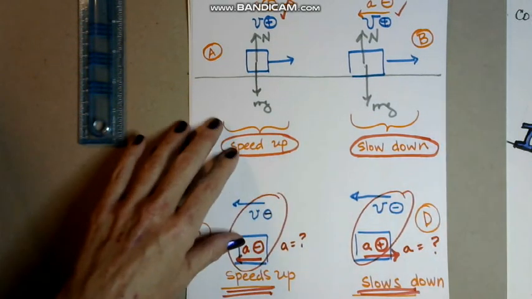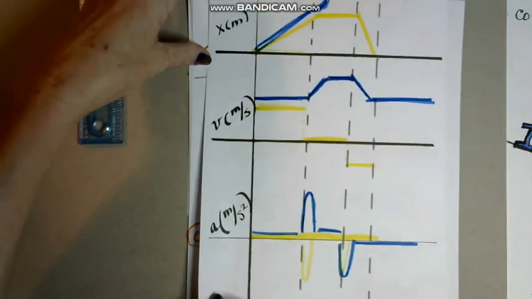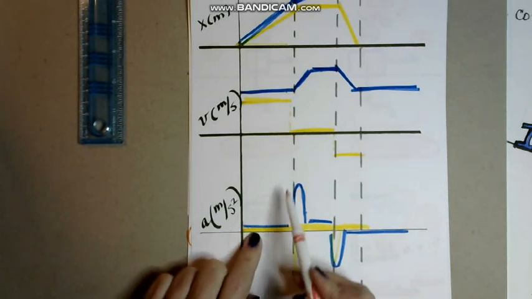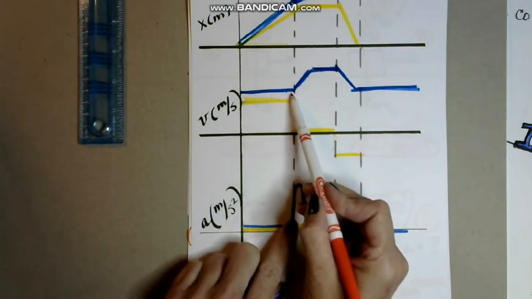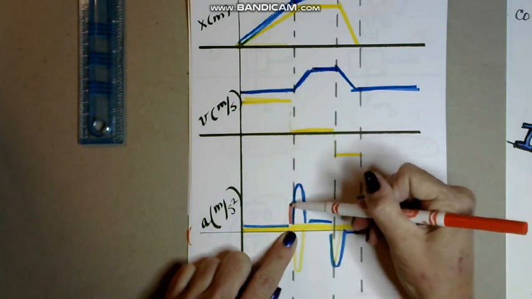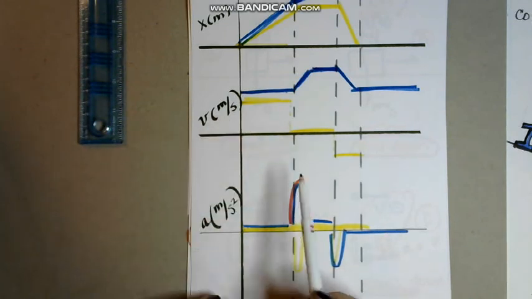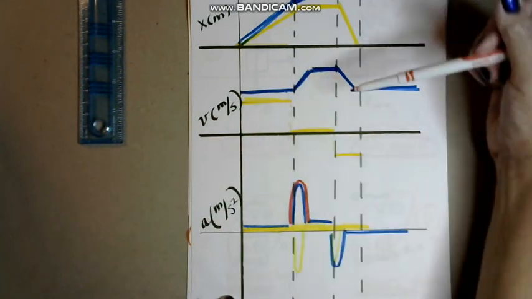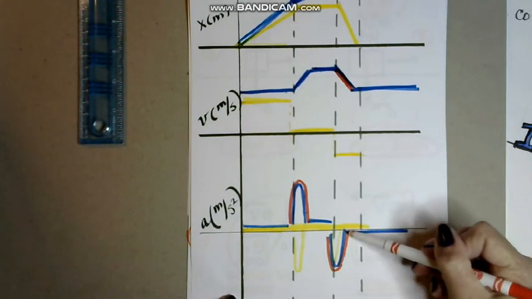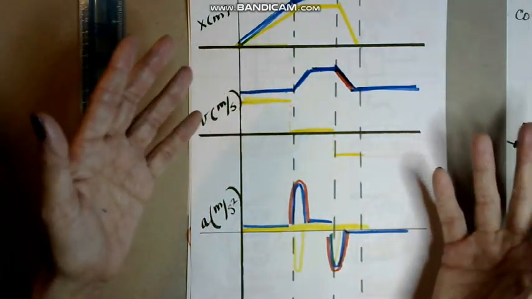Now, coming back to the picture with the blip. If you are moving positive and you speed up, that means you have a positive acceleration. If you are moving positive and you slow down, that means you have a negative acceleration. There you go. This is the first part of the review.